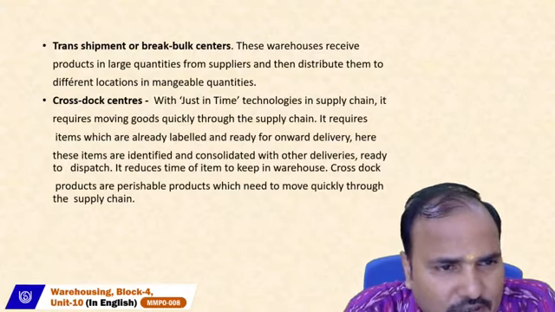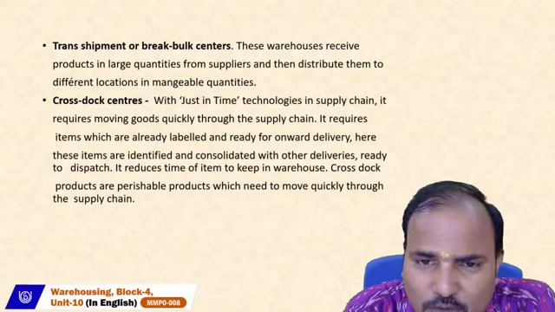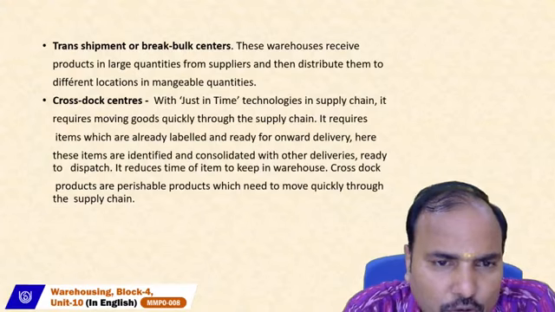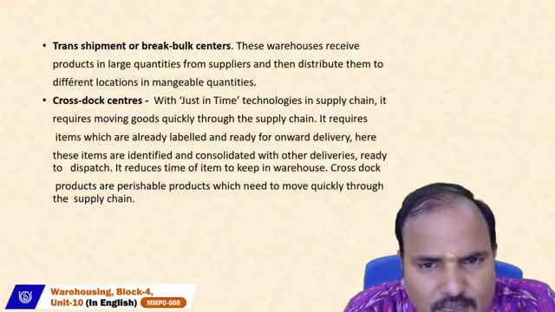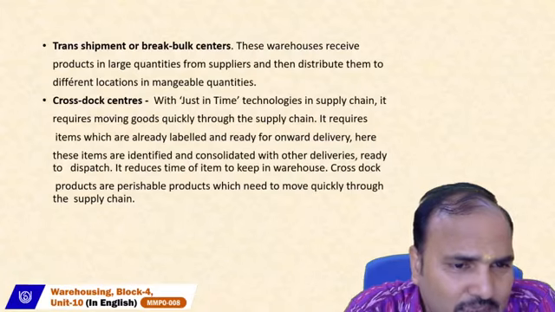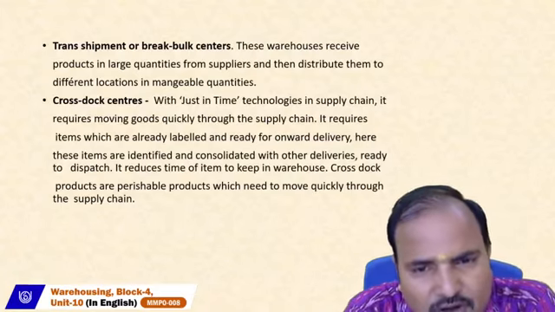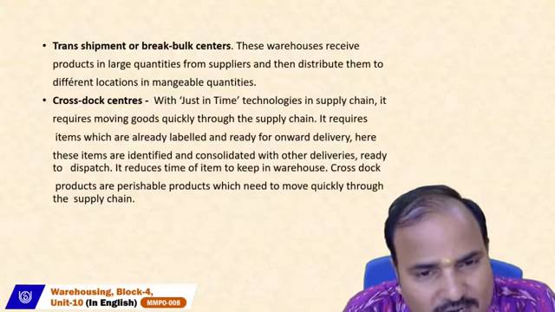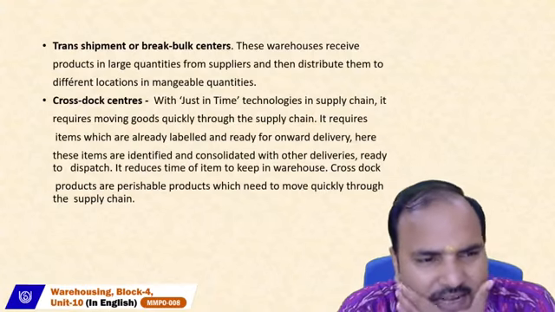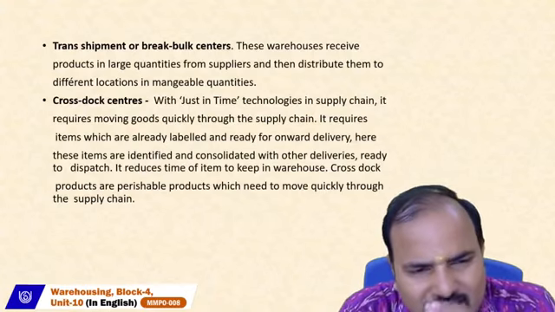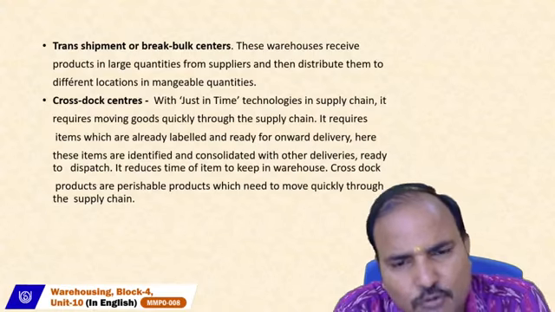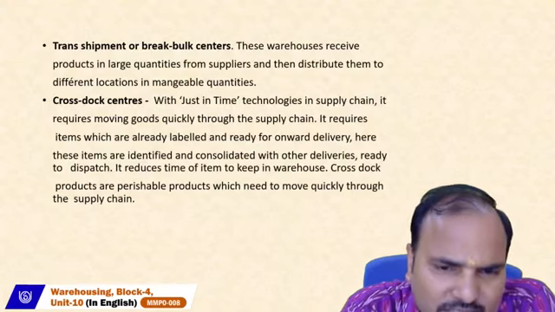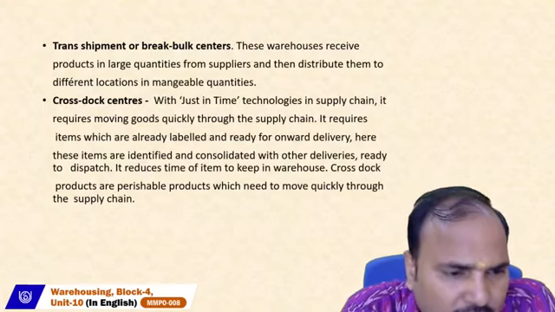Next is cross-dock centers. What is a cross-dock center? It uses just-in-time technology in the supply chain, which requires moving goods quickly through the supply chain. It requires items which are already labeled and ready for onward delivery. These items are identified and consolidated with other deliveries ready to dispatch, and it reduces the time items are kept in the warehouse. Cross-dock products are perishable products which need to move quickly through the supply chain.